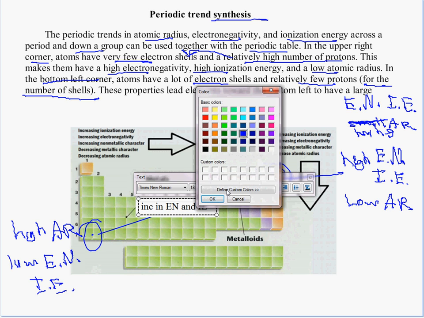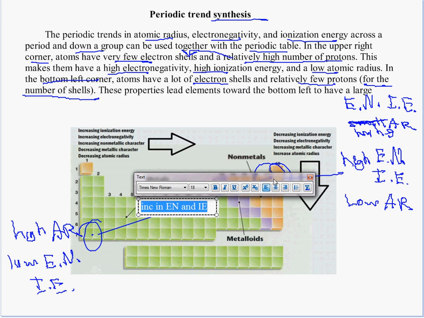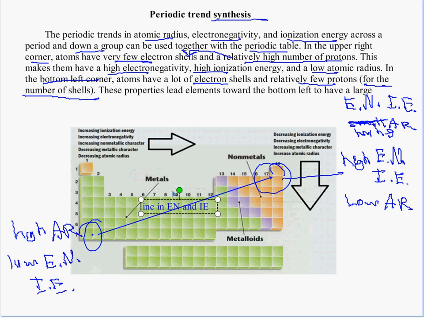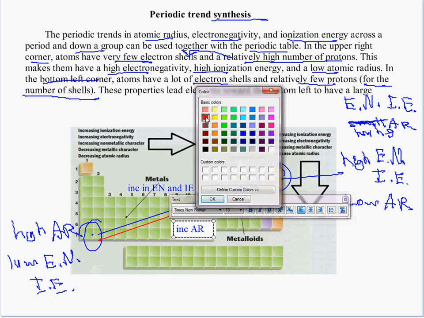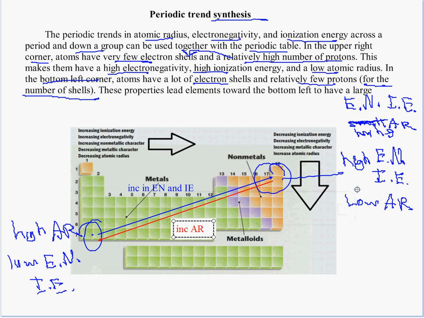Let's make that one blue. But then if you want to increase the atomic radius, you've got to go the other way. From here down to here. So that is going to increase the atomic radius if you go the other way. You know, you can use multiple colors on your text. Just saying. Why not make it fabulous?